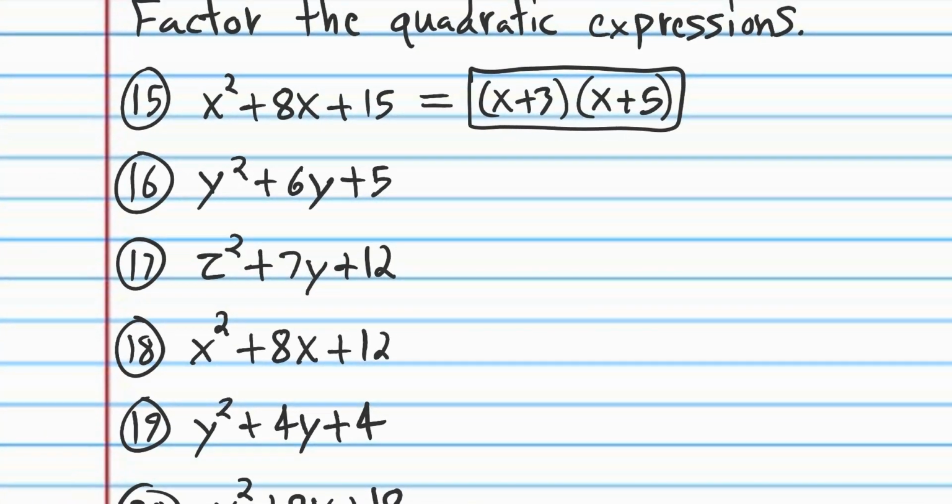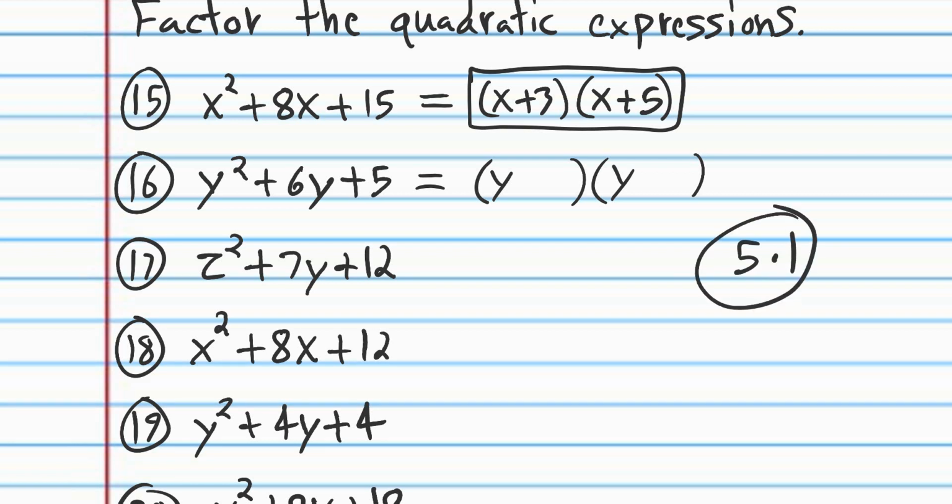So now let's try number 16. First step, put your two pairs of parentheses, then put your y on each pair, and then what two numbers multiply to 5 and add up to 6? Now this one's going to be really easy because there's really only one option. 5 is a prime number, so there's only one way to factor it, 5 times 1. And when you add 1 and 5, you get 6. So again, if you multiply 5 and 1, you get 5. And if you add them, you get 6.